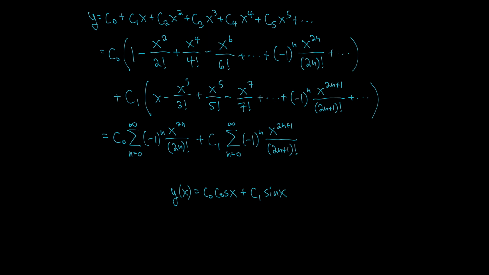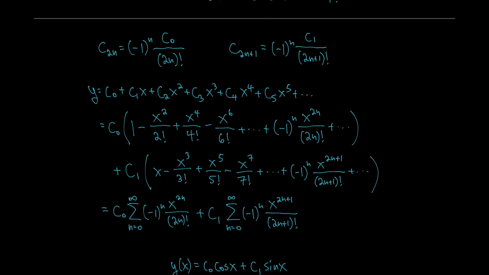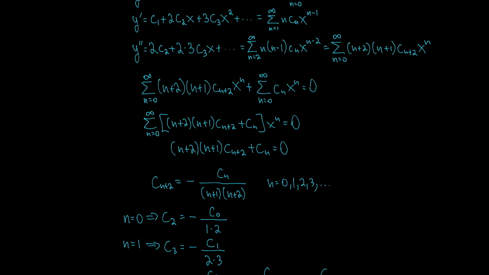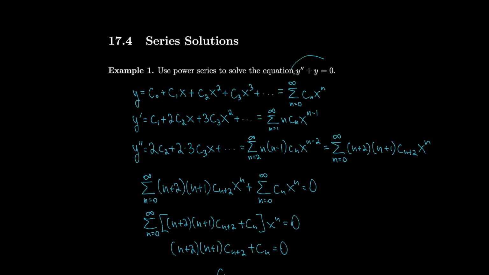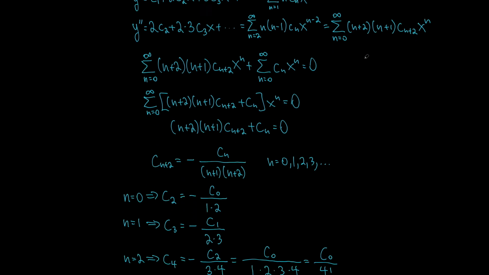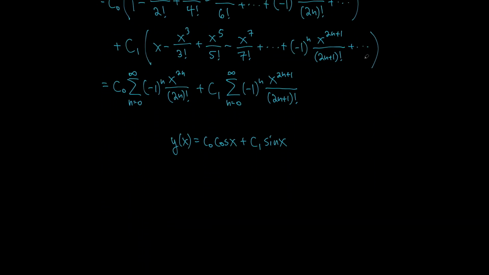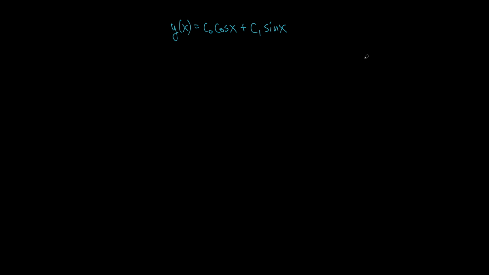And remember that the equation that we had was y double prime plus y equals 0. So the auxiliary equation is r squared plus 1 equals 0. So our roots were plus or minus i, and thus our solution matches with the solution that we got: y of x equals c0 cosine x plus c1 sine x.